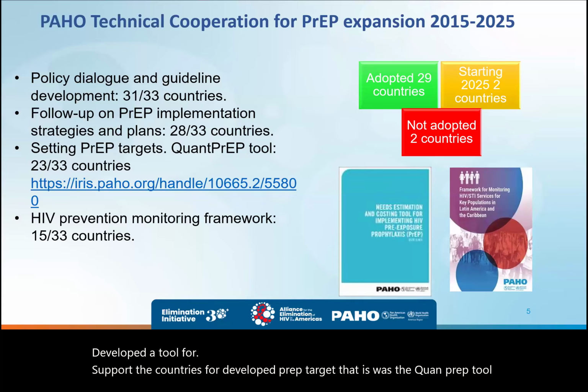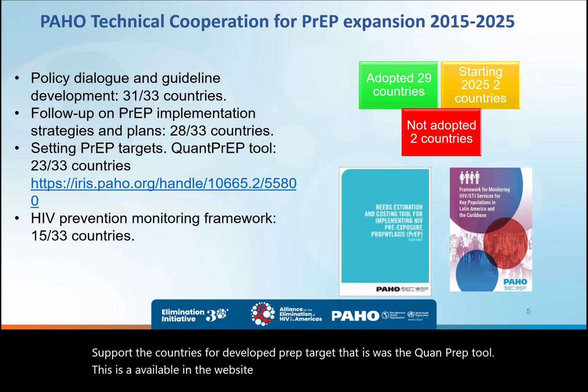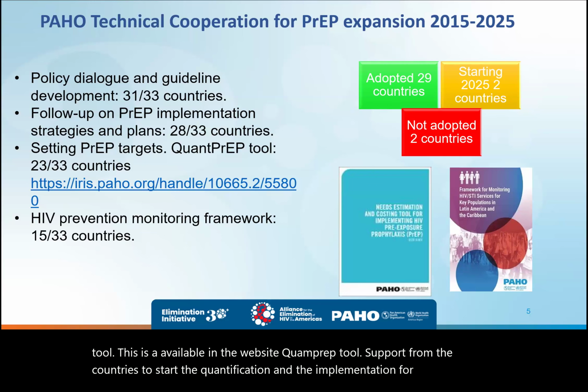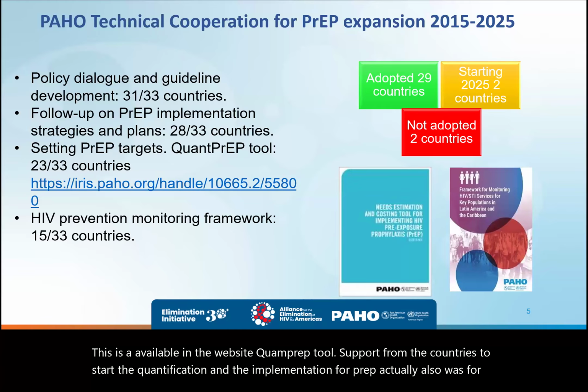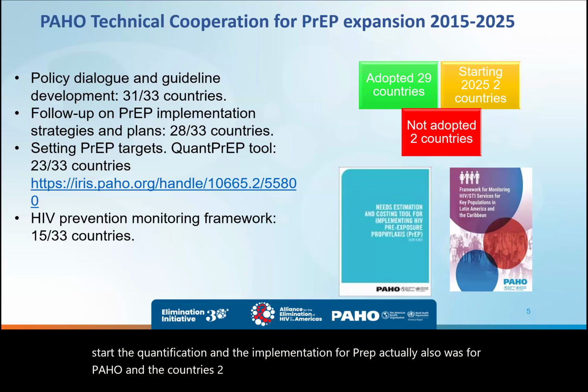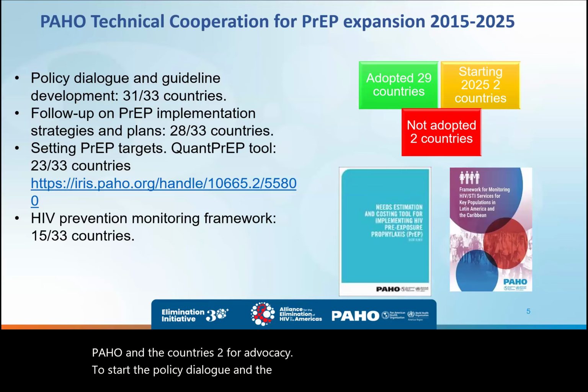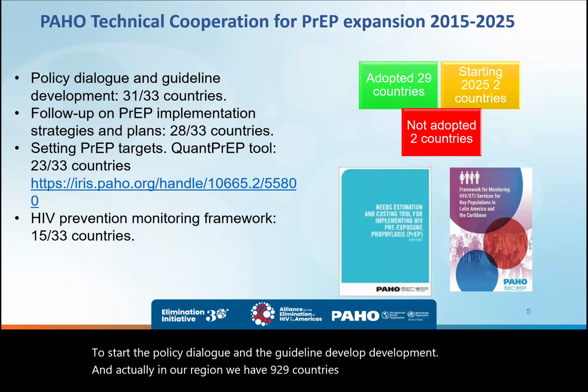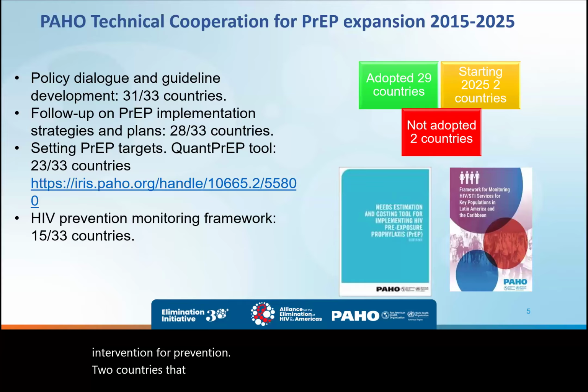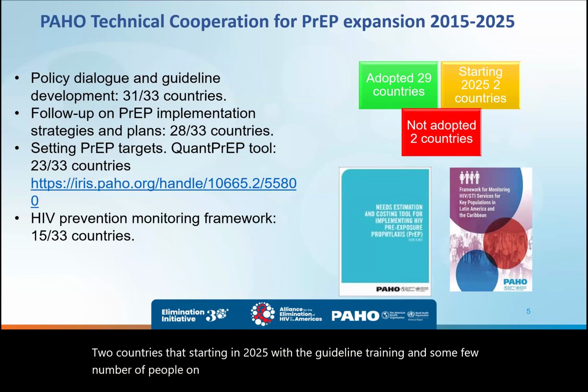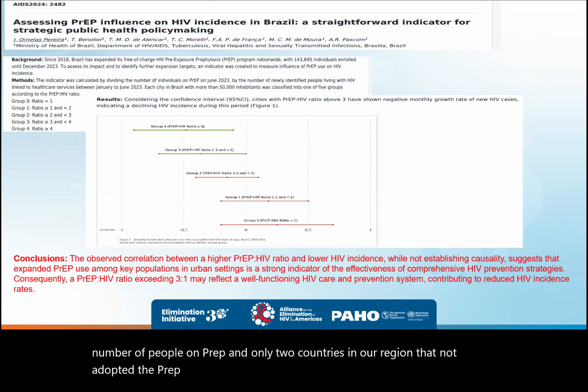This is available on the website. The QuantPrep tool supports countries to start the quantification and implementation of PrEP. It was also a tool for PAHO and the countries for advocacy, to start the policy dialogue and guideline development. In our region, 29 countries have adopted PrEP as a prevention intervention, 2 countries are starting in 2025 with guideline training and a small number of people on PrEP, and only 2 countries in our region have not adopted PrEP as a prevention intervention.